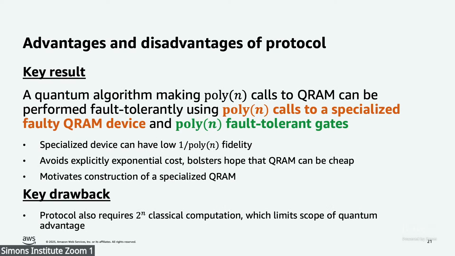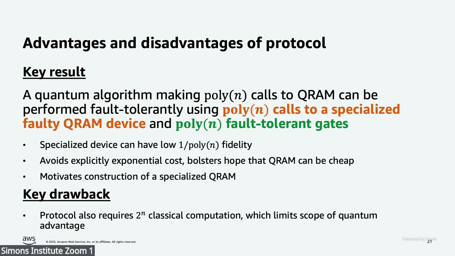Yeah, so the key result is: if you imagine you had a quantum algorithm which needed to query the QRAM operation a polynomial number of times, even though the data set has exponential in n size, then you could do that with our protocol, and the cost would be a polynomial number of calls to this specialized noisy QRAM device and a polynomial number of fault-tolerant gates. So there's no explicit exponential cost. Now there's maybe an exponential cost implicitly inside of the faulty QRAM device, depending on how it's constructed. But we know that RAM at least can be built in such a way that this polynomial cost of the device itself is reasonable. So now the onus is on the experimentalists to build this device in that way.